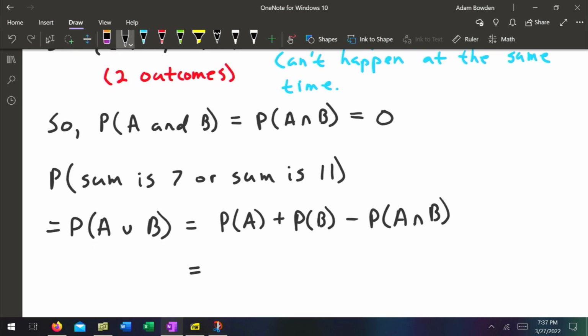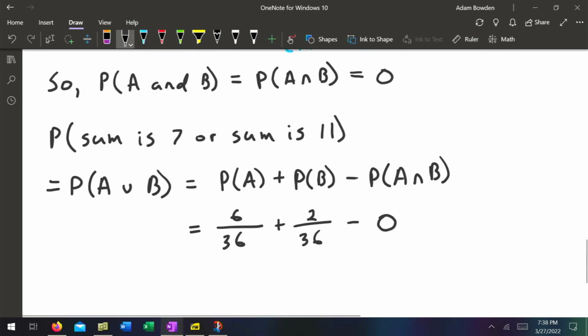And since for A there are 6 outcomes out of a total of 36 possible for the dice, probability of A is 6 over 36. The probability of B, there are 2 possible outcomes out of 36. And like we said, for the probability of A intersect B, it's 0. So when we add these together, it would be 8 divided by 36, which reduces down to 2/9. And that's the probability of A union B.